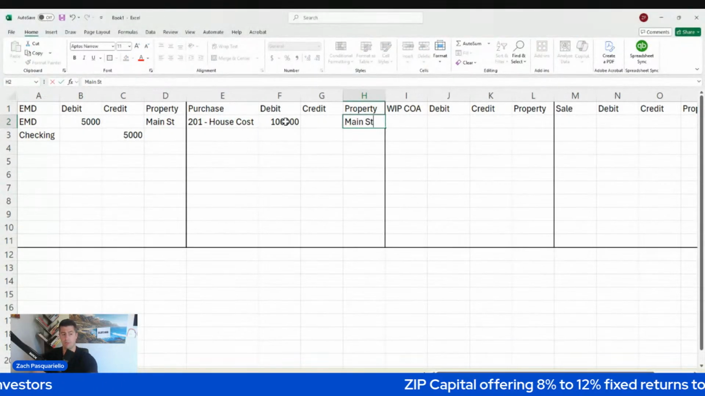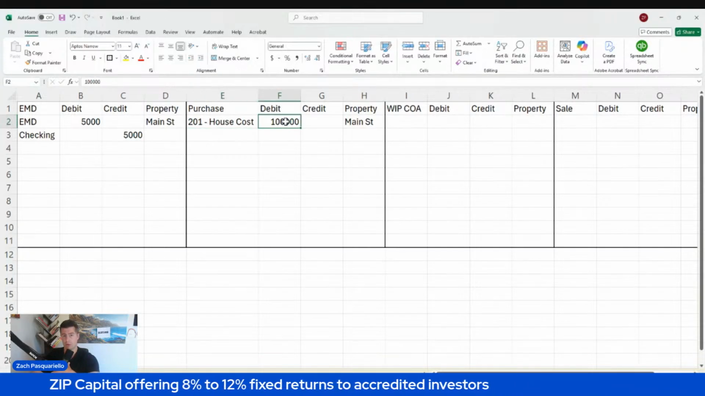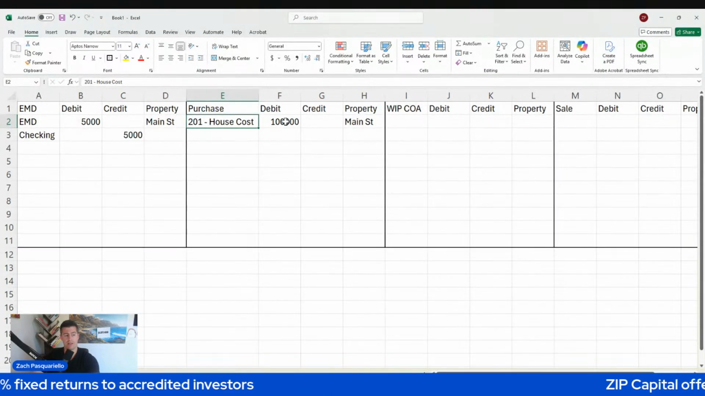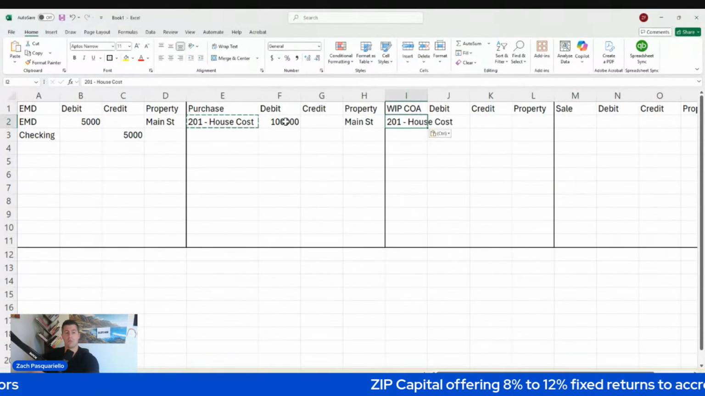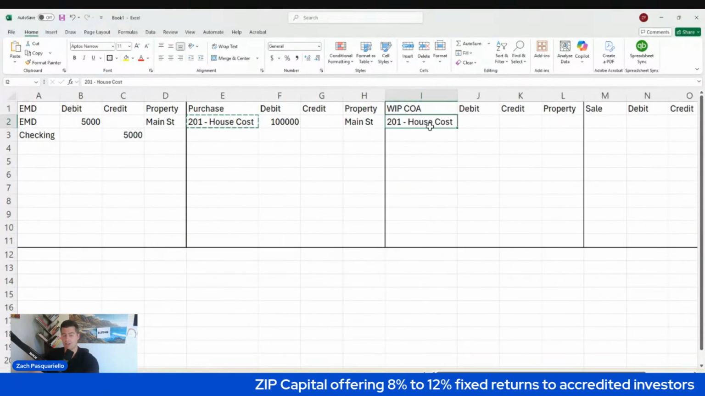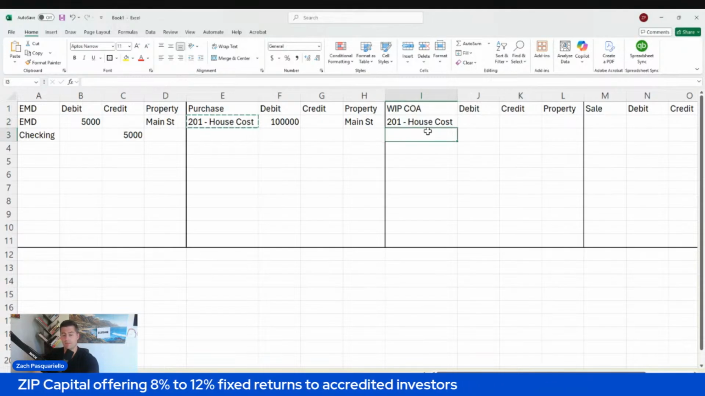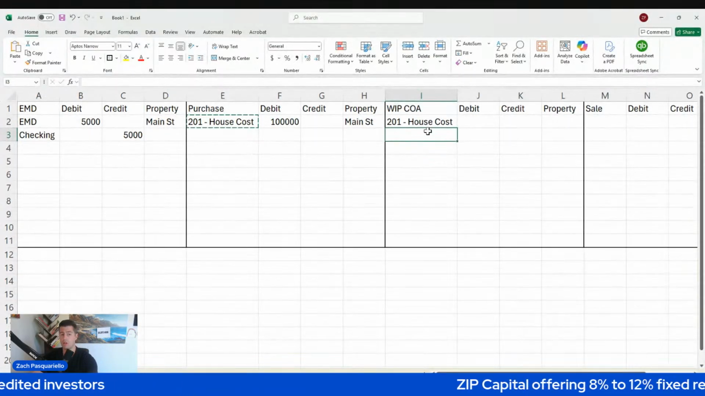So the property, the class in QuickBooks, is Main Street. And so we're going to debit 201 house cost for the purchase of this property. The reason why I generally label the chart of accounts as 201 house cost is because we're doing a lot of flips. It's not realistic, it's not sustainable to put all of the individual address names on the balance sheet in the chart of accounts. So I just generally have 201 house cost.